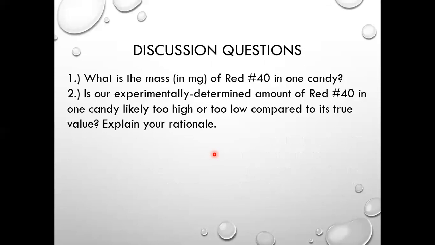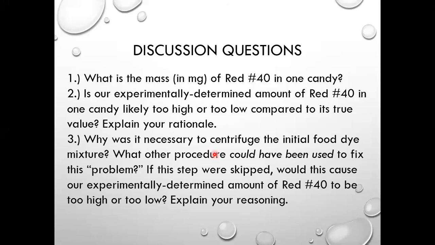Secondly, based upon what we observe in the video, do we think it's likely that our experimental value is too high or too low compared to the true value? Obviously, we probably have no idea what that true value is, but based upon some experimental assumptions or maybe even experimental error, how do we think we erred? Is it too high or too low? Explain your reasoning.